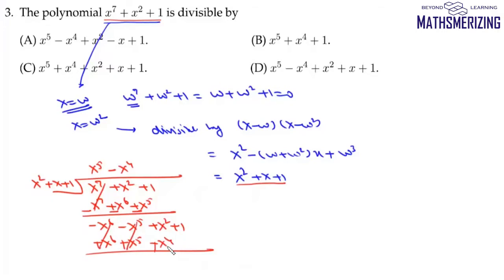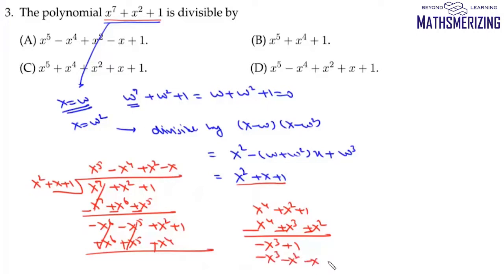Now here it'll cancel. So we'll get this as x to the power 4 plus x square plus 1. Now then it'll be x square. So it'll be x to the power 4 plus x cube plus x square. So here it'll be minus x cube plus 1, and then we'll take this as minus x. So it'll be minus x cube minus x square minus x. So it'll be plus, plus, and plus. So we'll get this as x square plus x plus 1. So eventually it'll be plus 1.